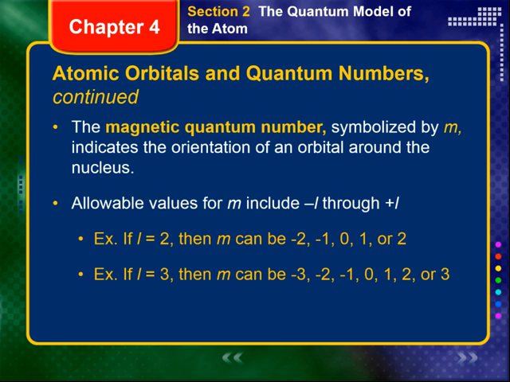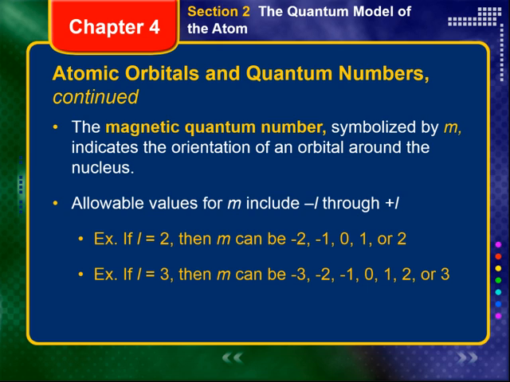Because an s orbital is spherical and is centered around the nucleus, it only has one possible orientation. This orientation corresponds to a magnetic quantum number of m equals 0. There is therefore only one s orbital in each s sublevel.